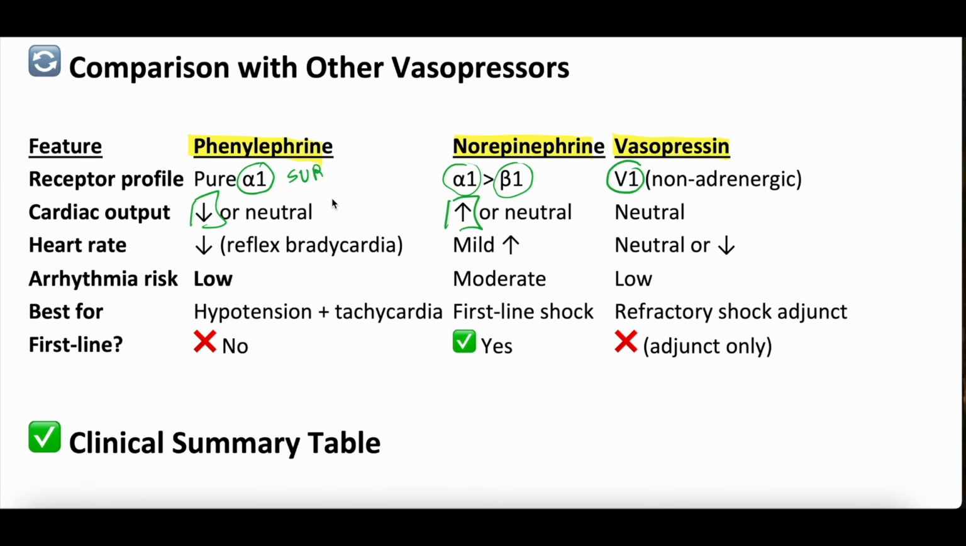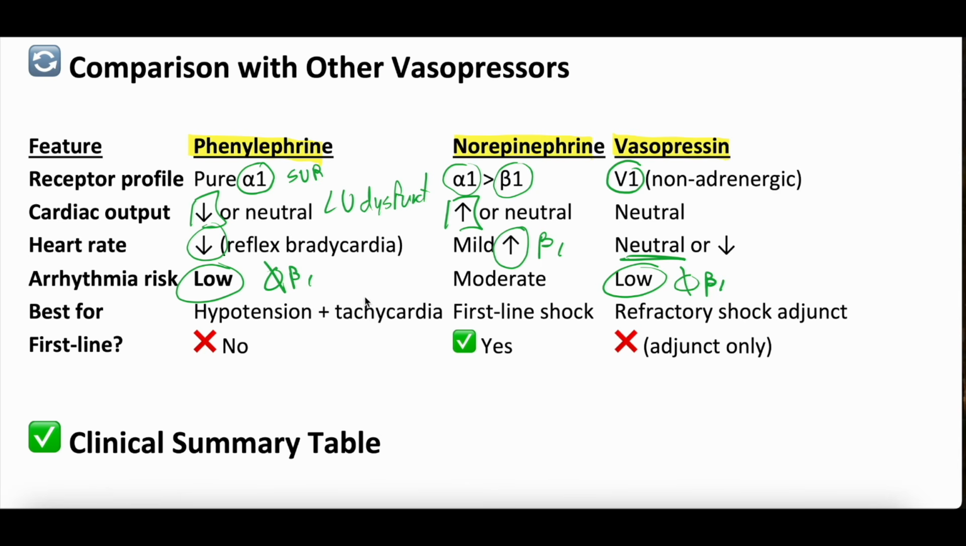Okay, so you got to be careful with phenylephrine, especially with patients with left ventricular dysfunction. Heart rate, you can get reflex bradycardia, and it can decrease the heart rate with phenylephrine. Norepinephrine mildly increases the heart rate through that beta-1 activity, and vasopressin is pretty neutral on the heart rate. Arrhythmia risk, very low with phenylephrine because it does not have beta-1 effect. Arrhythmia risk with norepinephrine is mild to moderate because there is a little beta-1 effect, and arrhythmia risk with vasopressin is very low, again, because vasopressin does not have the beta-1 effect.